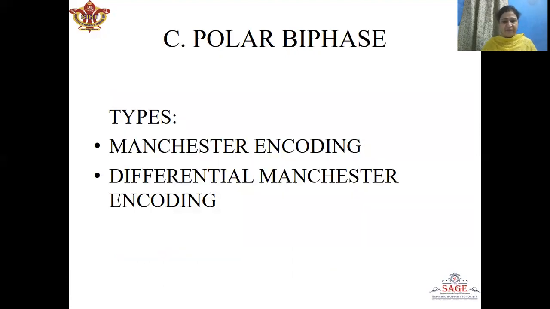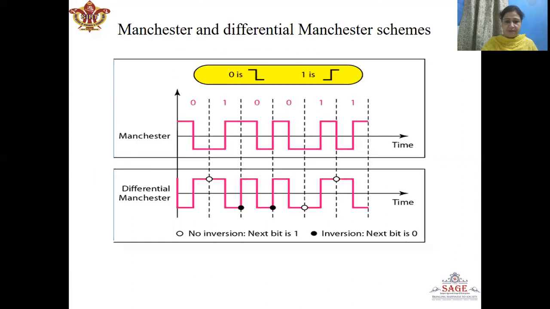Now coming to the biphase line encoding method. As I discussed, it is of two types, Manchester encoding and differential Manchester encoding. Now, in Manchester encoding, 0 is represented by a plus V to minus V transition, whereas 1 is represented by a minus V to plus V transition. So there is a transition at the middle of the bit interval, which provides synchronization. Whereas in differential Manchester, there is no inversion at the beginning when the next bit is 1, whereas there is inversion at the beginning when the next bit is 0.